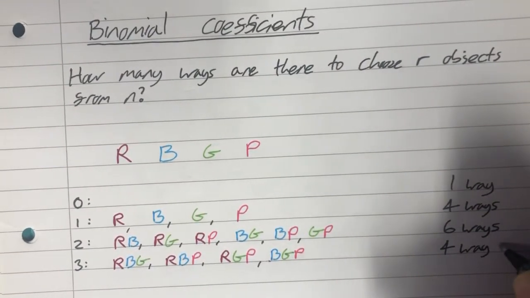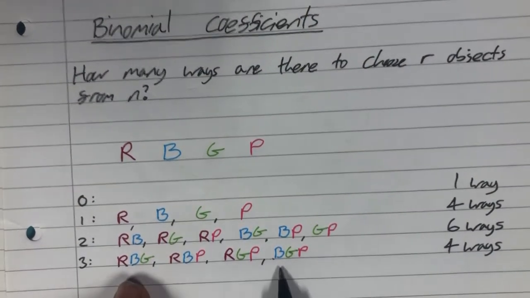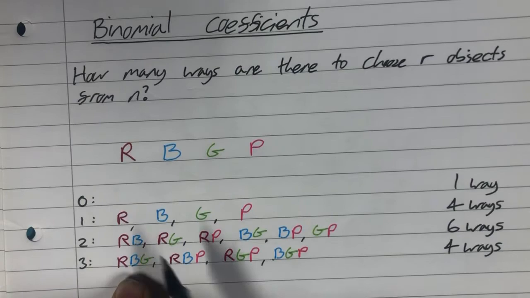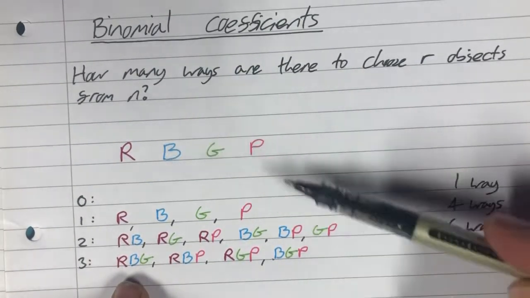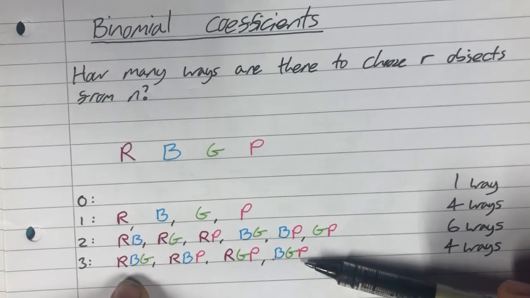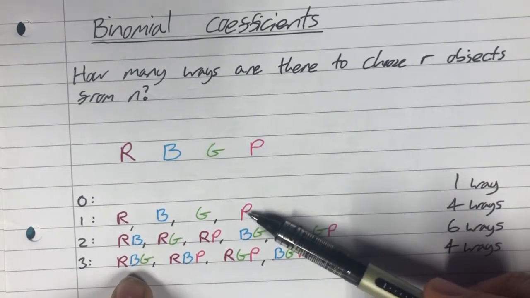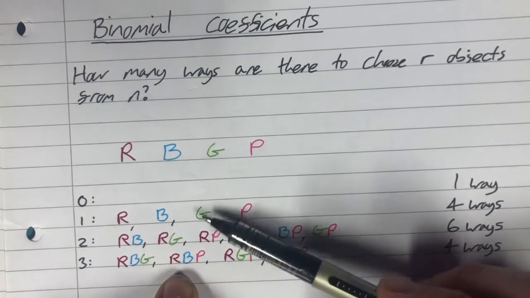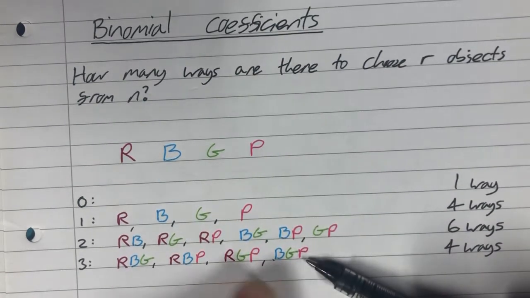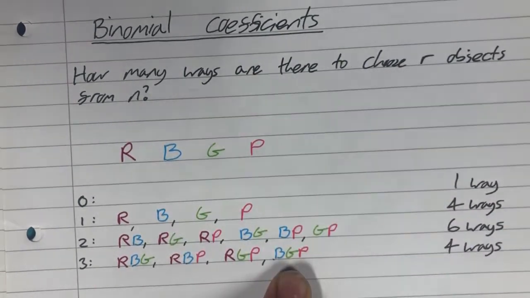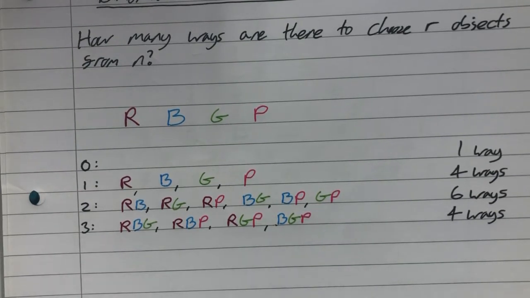And if you think about it, that actually kind of makes sense. Because the number of ways of choosing 3 items should be the same number of ways of choosing 1 item, because instead of choosing one of these four, I'm choosing one of these four to leave behind. So this one I've left behind the pink, so that's the same as that. This one I've left behind the green, this one the blue, and this one the red. So actually it makes sense that there's 4 ways to choose 3 from 4.